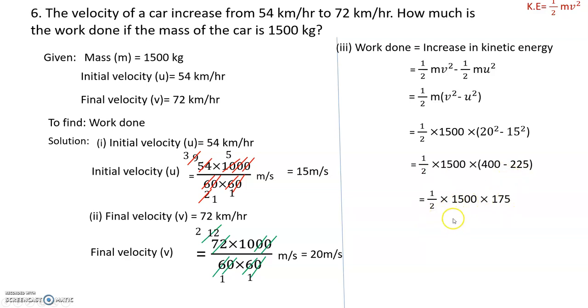Now we'll reduce this fraction. 2 and 1500 can be reduced, giving 750. Now 750 multiplied by 175, you will get 131,250. And the unit of work in the MKS system is joules. So this is our final step. So that's all for today.